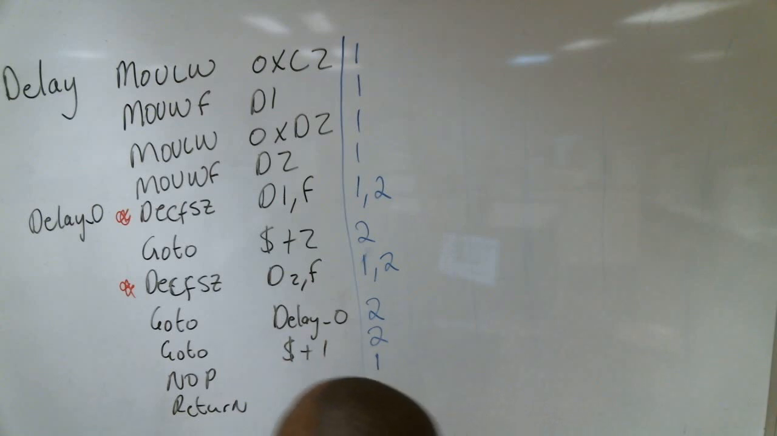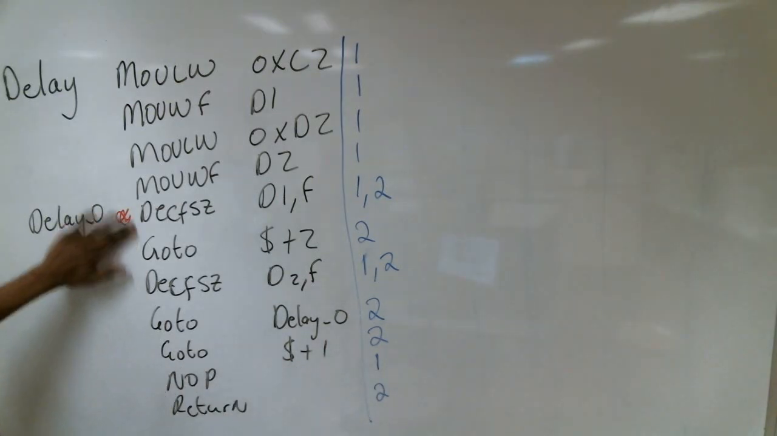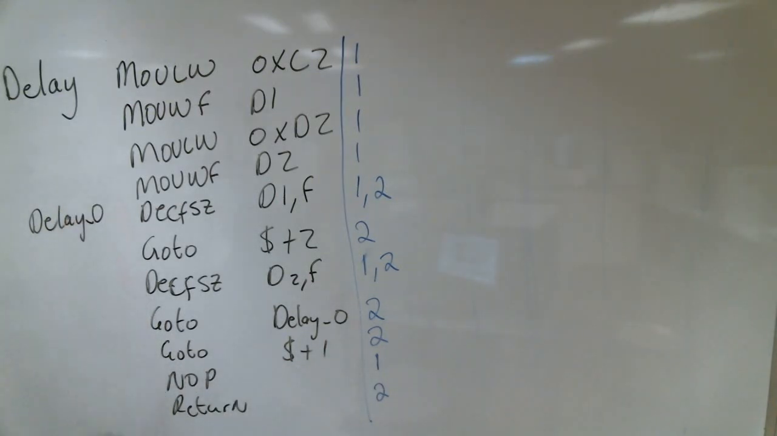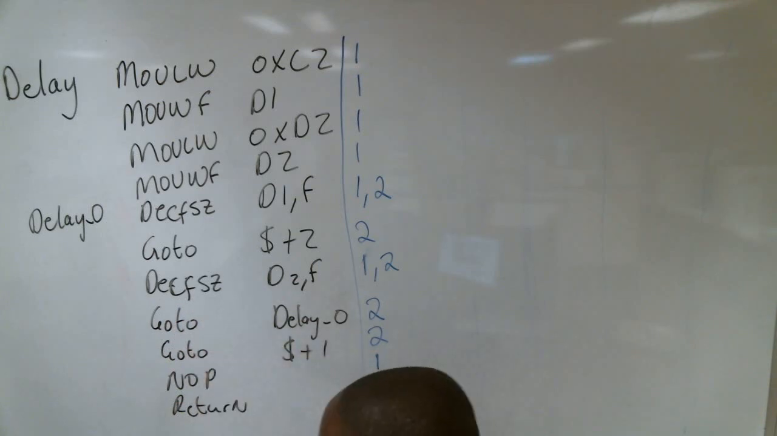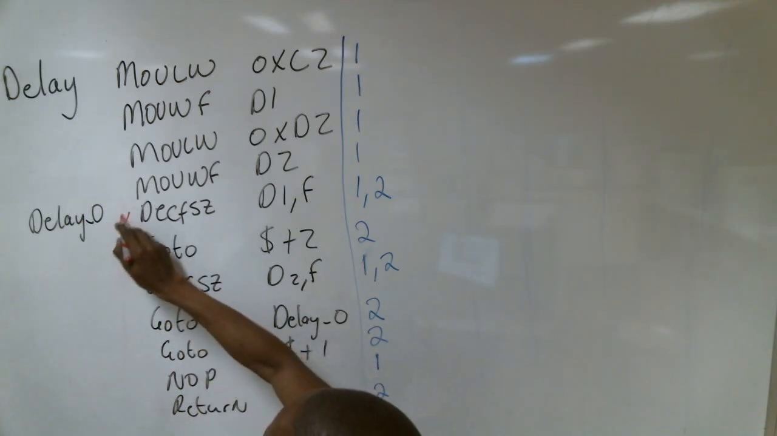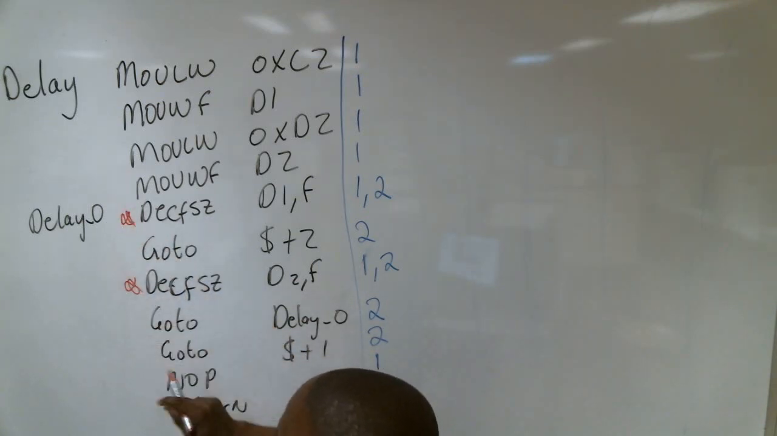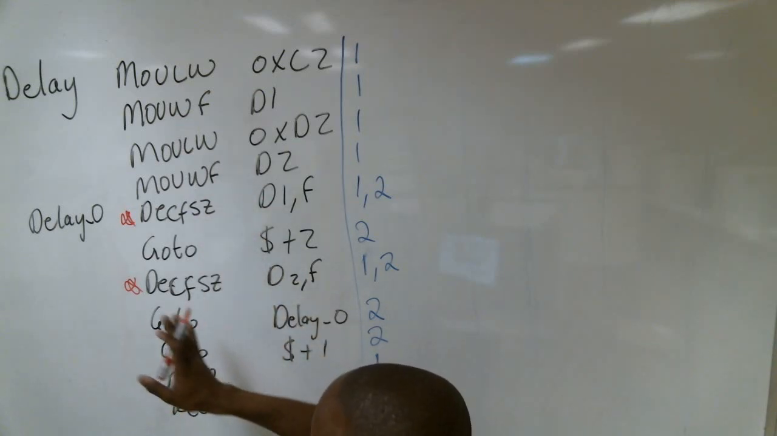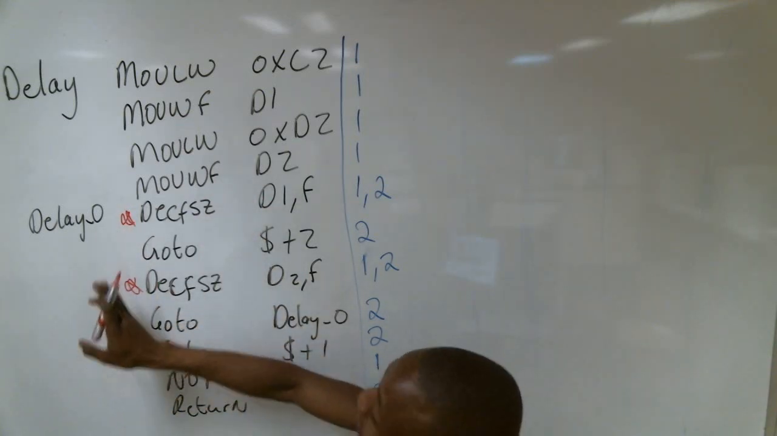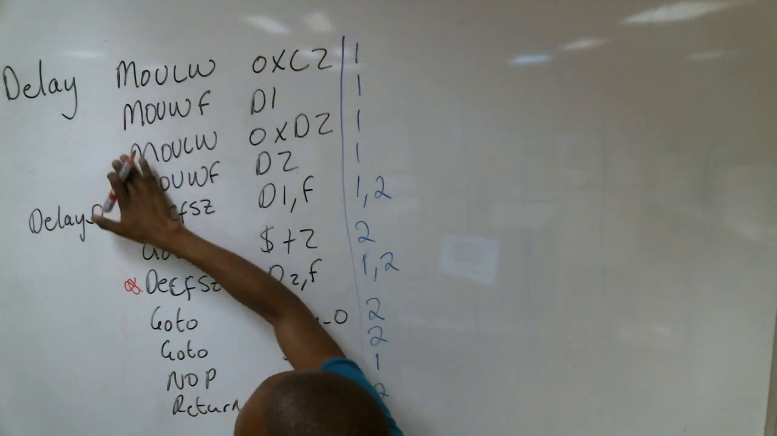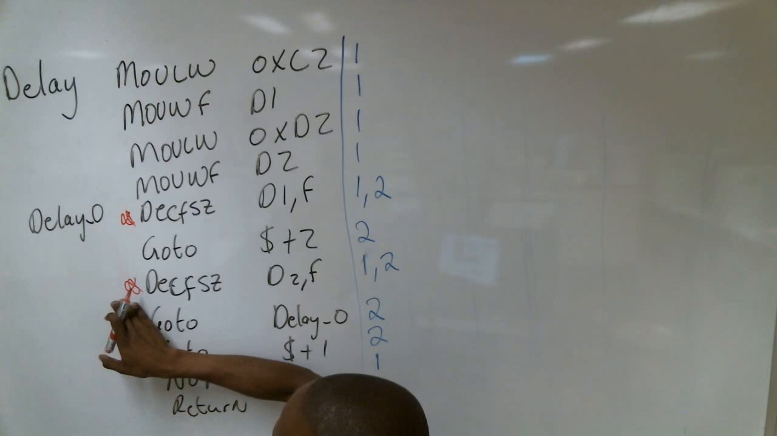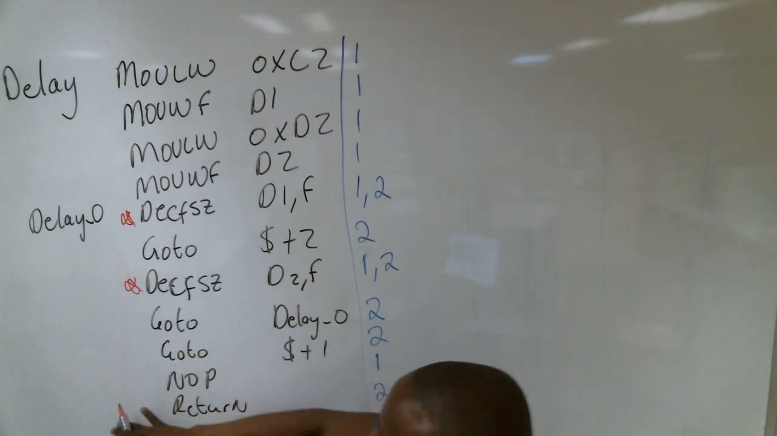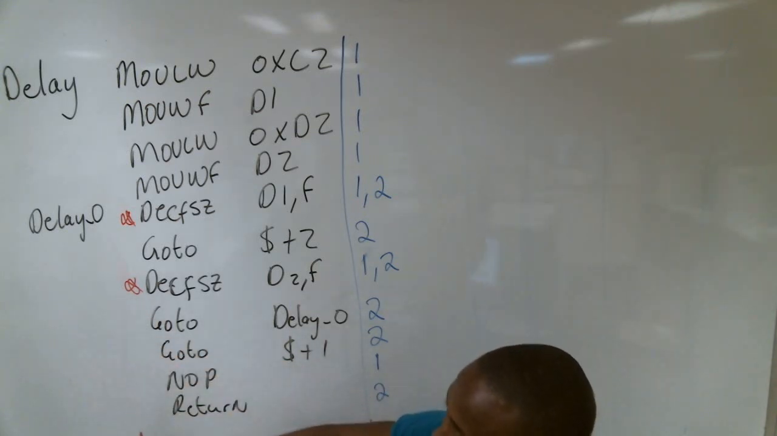Okay, now that I'm done with this, next thing I'm going to do is to check how many loops I have. So how do you check the number of loops? You check the number of decrement file, skip if zeros that you have. So this is going to be a loop, this is going to be a loop, and there's no other one. So I know I'm going to have 2 loops, but something is going to be executed first before I get to my first loop, and then I'm going to go into my second loop, and then something else is going to be executed after I do my second loop.